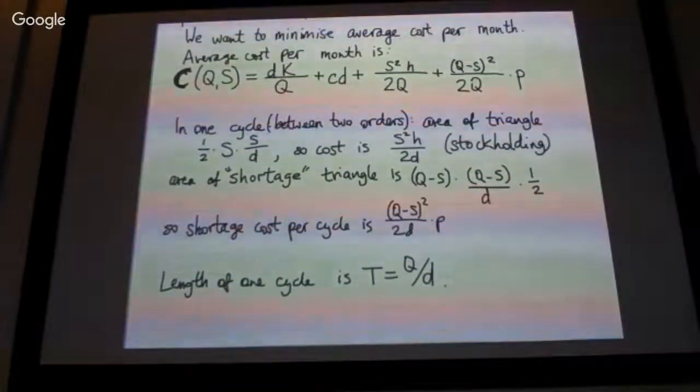Anyway, let's get back to this. The length of one cycle is Q over D. Does that need explanation, or is that something you remember? Because Q is the big triangle, and the length is D. So that's obvious, and then everything follows.